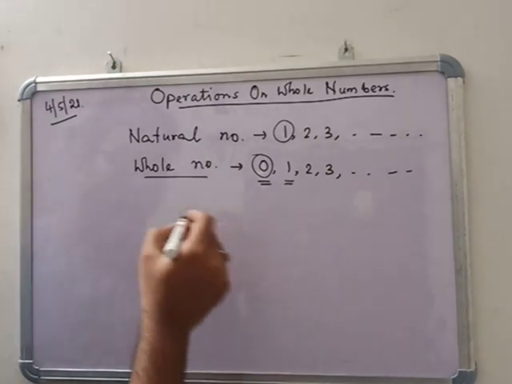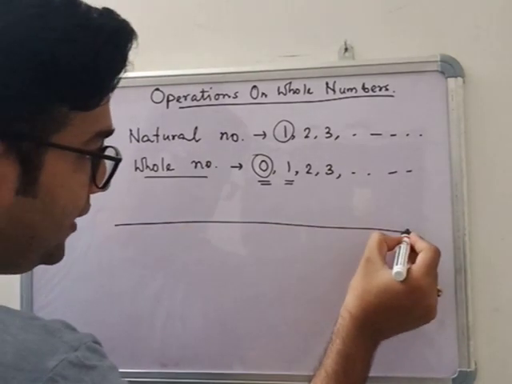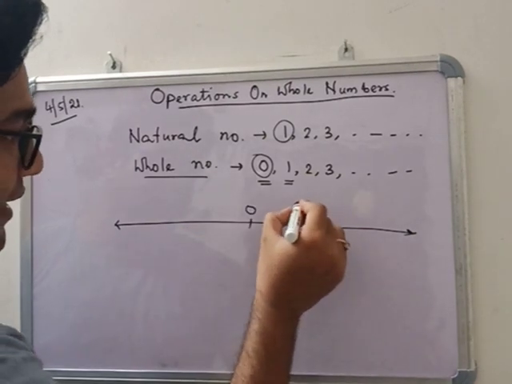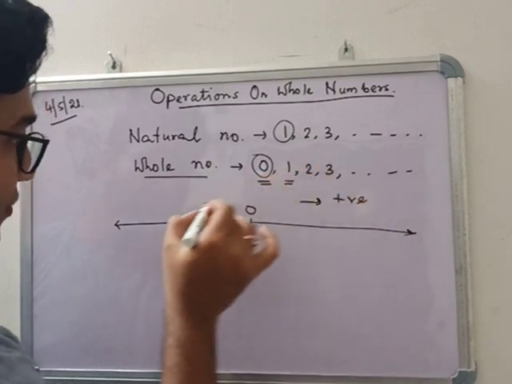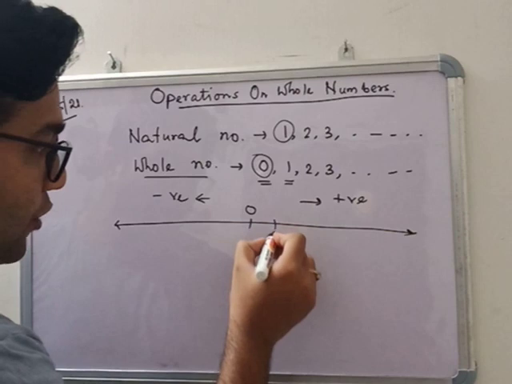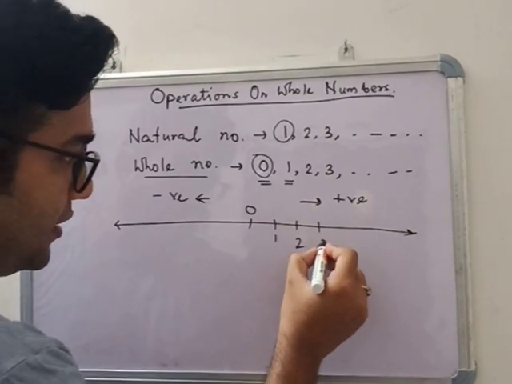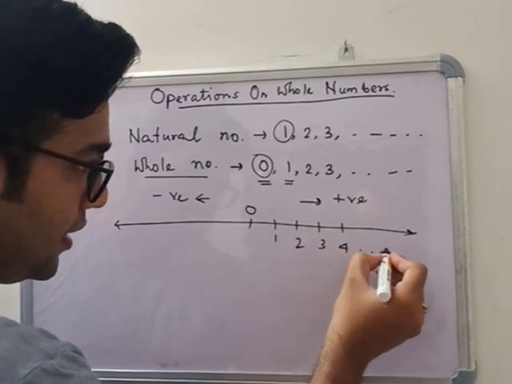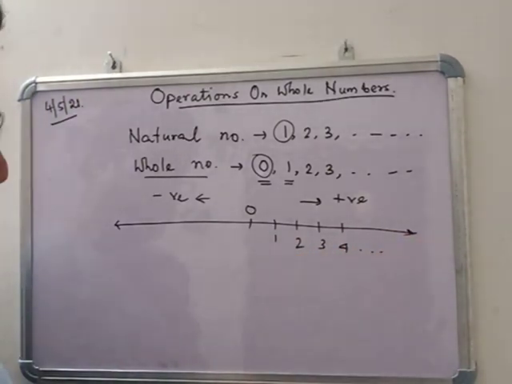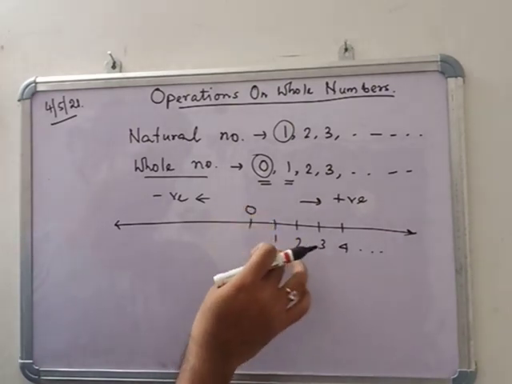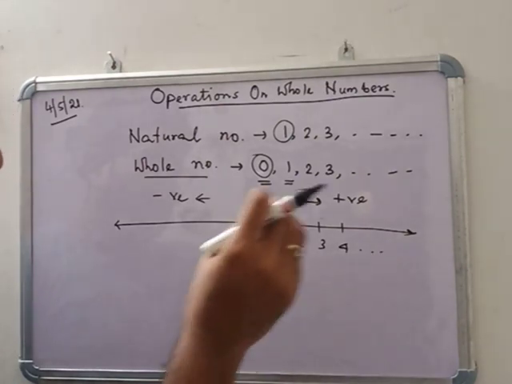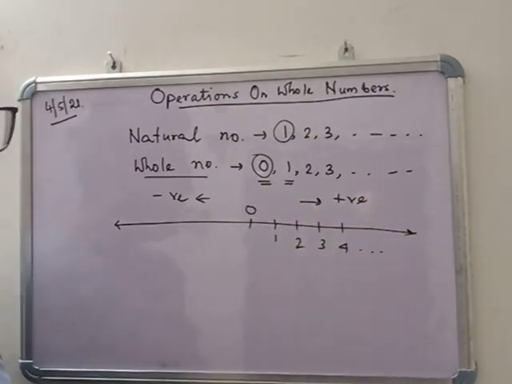Now, we have previously discussed the number line. In the number line, if 0 is here, the right-hand side is positive and the left-hand side is negative. Now, if we represent whole numbers here, we write them like that. So if 0 is there, then 1, 2, 3, 4 and so on. We represent whole numbers on the number line this way.